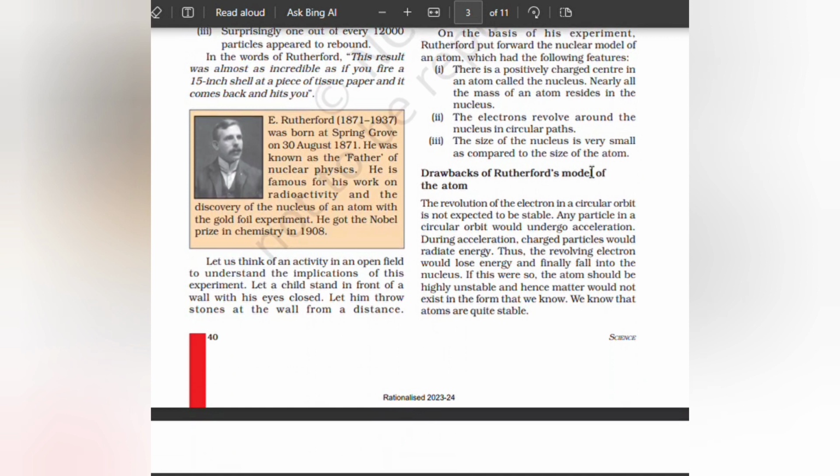Drawback of Rutherford's model of an atom. Revolution of an electron in a circular orbit is not expected to be stable. Any particle in a circular orbit would undergo acceleration. During acceleration, a charged particle would radiate energy. Thus, the revolving electron would lose energy and finally fall into the nucleus. If this were so, the atom should be highly unstable and hence matter would not exist in the form that we know. We know that atoms are quite stable.